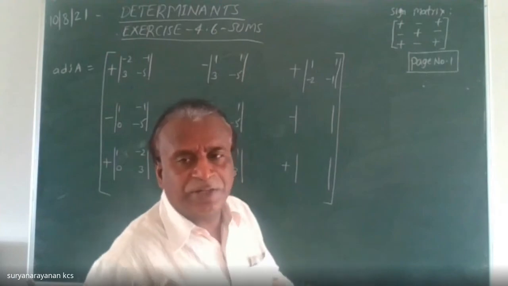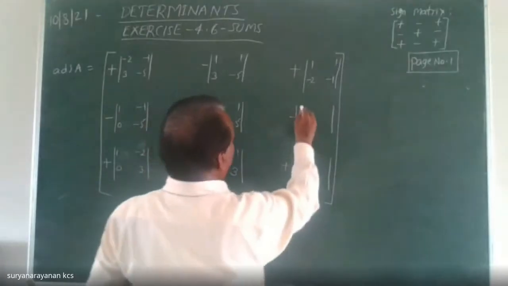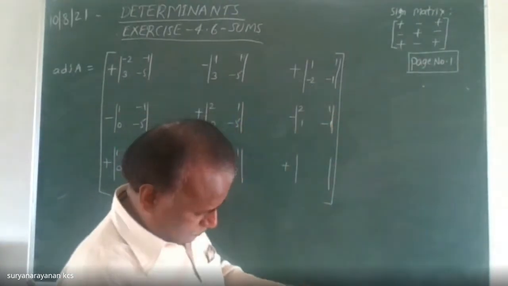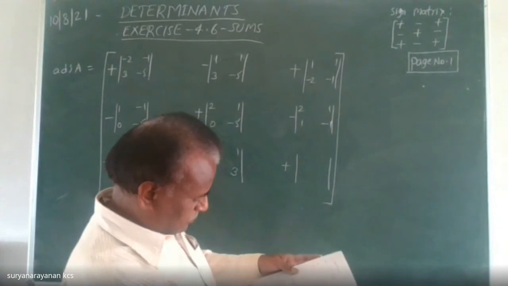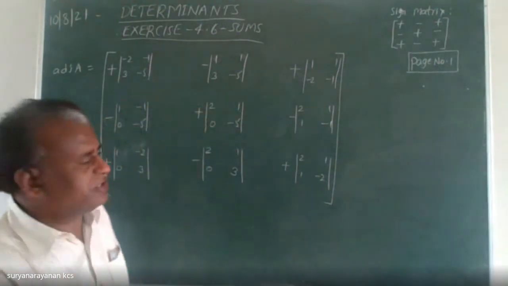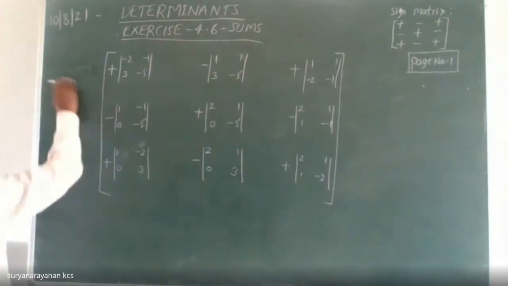Tell me, second element. So 2, 1, minus 1, sir. 2, 1, 1 minus 1. Next, tell me. Sir, 2, 1 and 1 minus 2, sir. Okay, this is adjoint A. In a single step, you can find adjoint A.